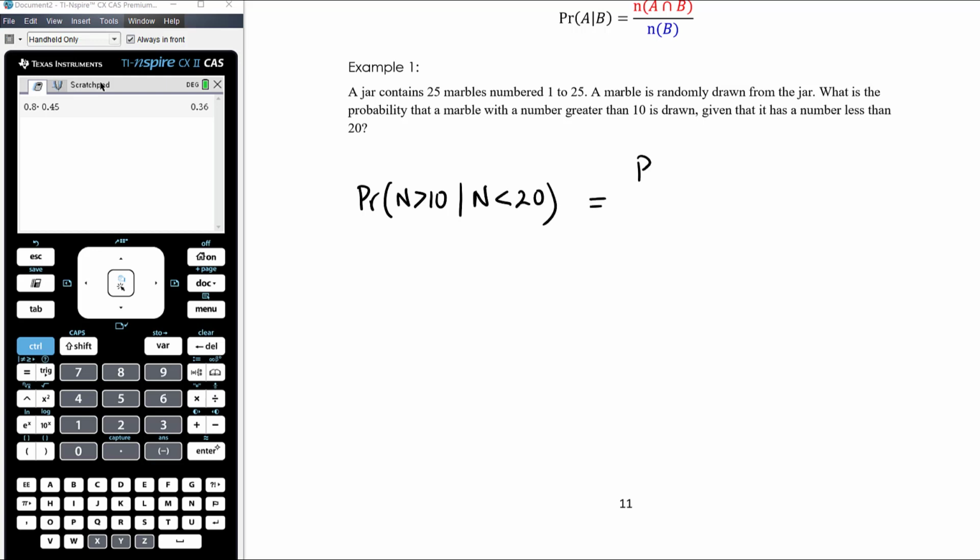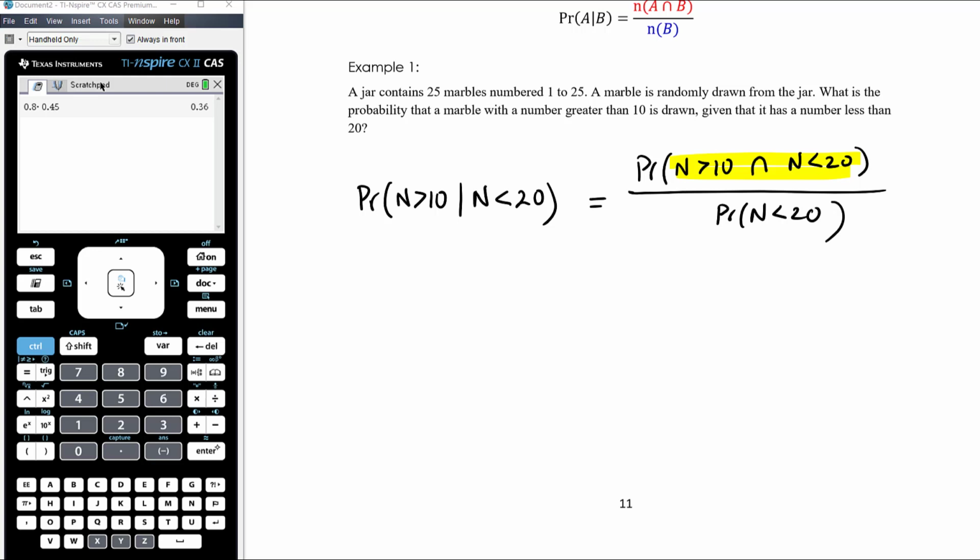So if we think about our conditional probability, we're going to need the probability that we draw a number that is both greater than 10 and less than 20 over the probability that the number is less than 20. So you need to sort of be able to think about intersections of things. If the number has to be both bigger than 10 and less than 20, that's because the number has to be between 10 and 20. That's the intersection over the probability that the number is less than 20.